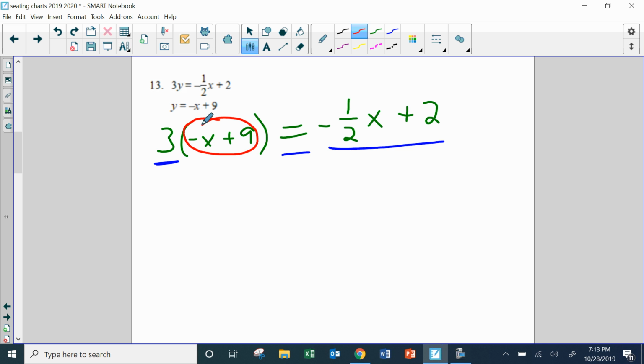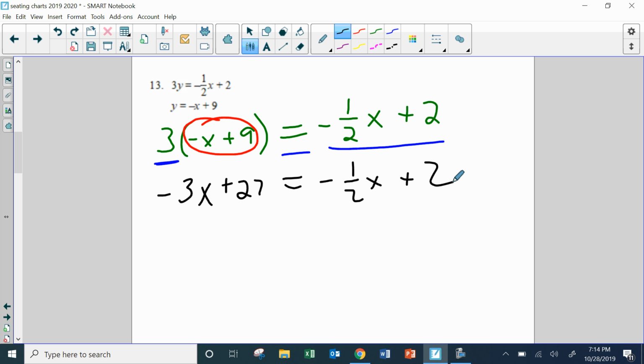So now I just am going to solve it out. So 3 times negative x is negative 3x. 3 times 9, I'm just doing the distributive property, is positive 27. Now I have just the rest of the equation, negative 1/2 x plus 2. Nothing changed over there.